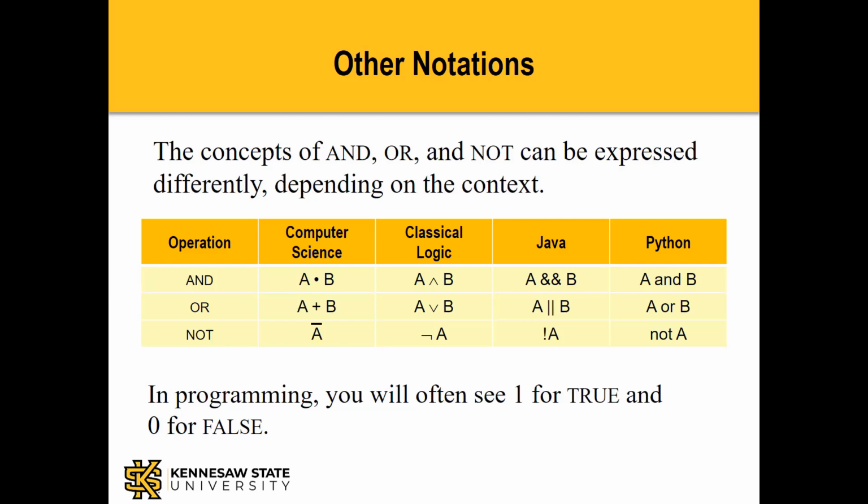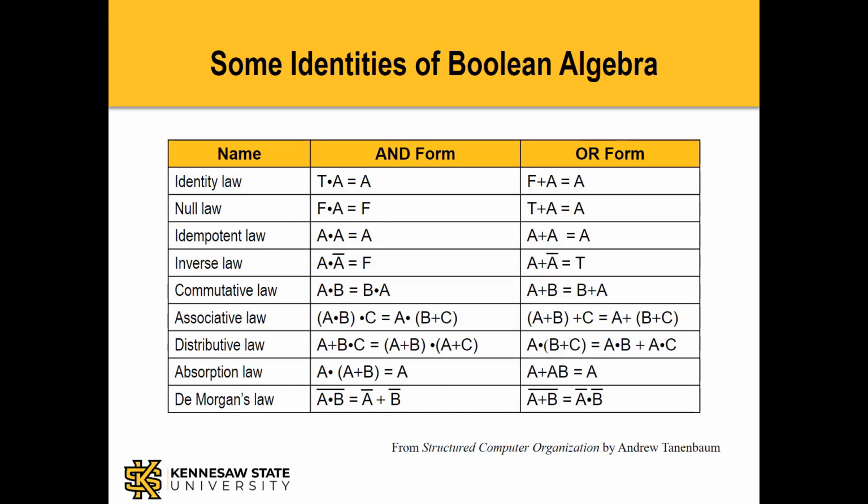In programming for Java, the double ampersand represents and, the double vertical bar represents or, and the exclamation point represents not. In Python, we use the words and, or, and not directly. In programming, you'll often see 1 for true and 0 for false. Don't let this table make your brain slam shut. The important thing to remember about this table is that it exists. If you remember that it exists, then you can find a copy of it when you need it.